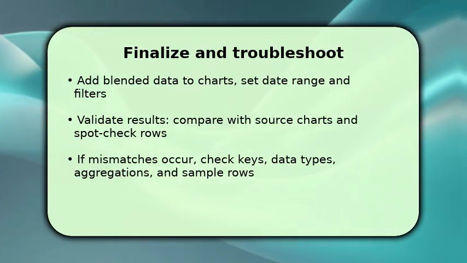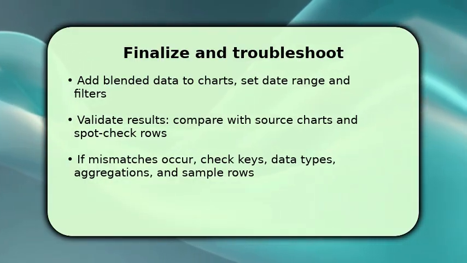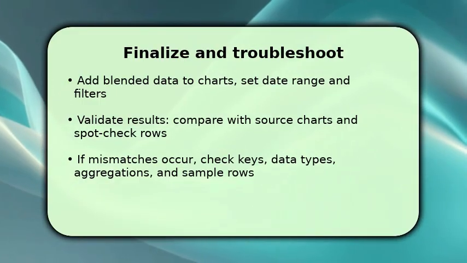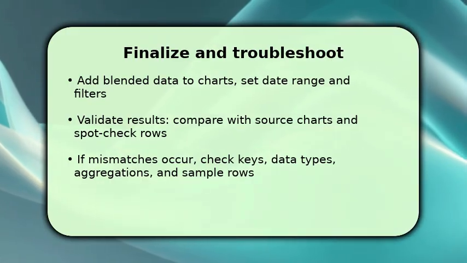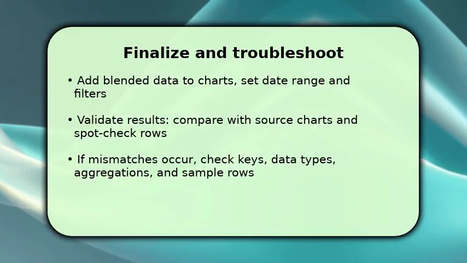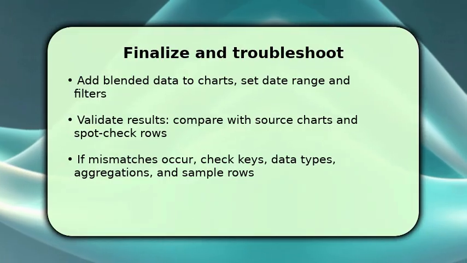Once added, validate totals and key metrics against the original sources to confirm accuracy. If numbers diverge, inspect join keys, data types, and aggregation levels, and sample raw rows to find mismatches. A common fix is converting time zone or trimming whitespace in keys. If problems persist, simplify the blend to.